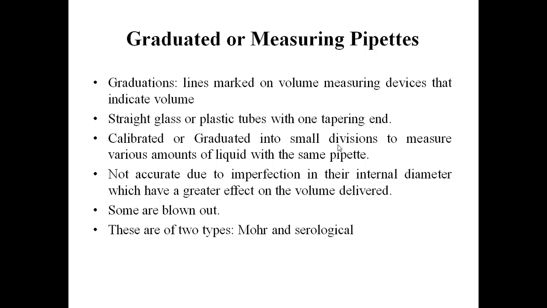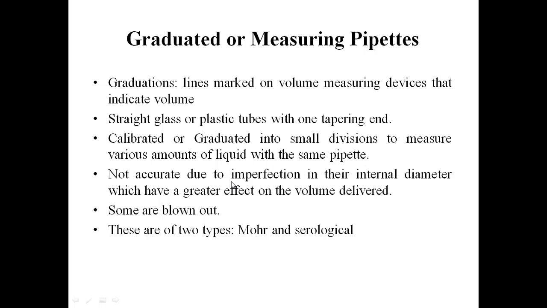Now graduated or measuring pipettes. What is the difference between volumetric and measuring pipettes? Graduated pipettes have graduations. Graduations are nothing but the lines marked on volume measuring devices that indicate the volume which it can deliver. These are straight glass or plastic tubes with one tapering end, and they are also calibrated or graduated into small divisions to measure various amounts of liquid with the same pipette.